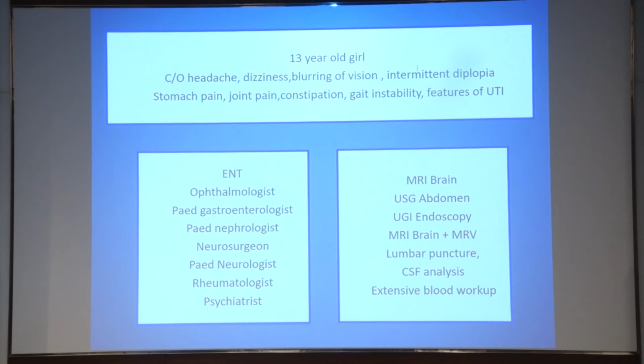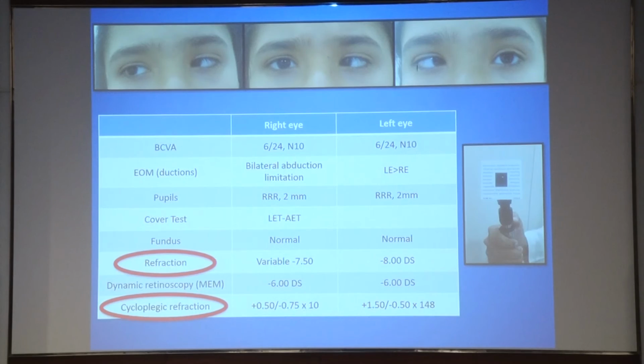So I will end with this 13-year-old child who came complaining of multiple systemic complaints as well as ocular complaints. So there is headache, there's dizziness, there's blurring of vision, there's intermittent diplopia, there's stomach pain, there's joint pain, features of UTI, gait instability. Parents had visited every specialist possible and had every test done possible, including MRIs, lumbar punctures. Everything was completely normal. From an ocular point of view, the diagnosis was not difficult. The best corrected visual acuity was about 6/24.